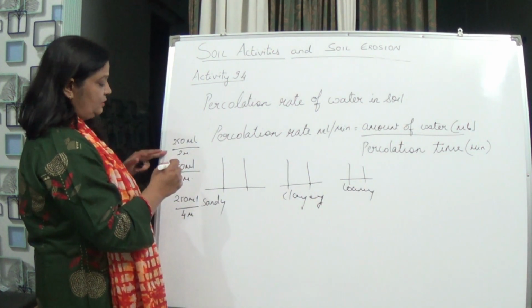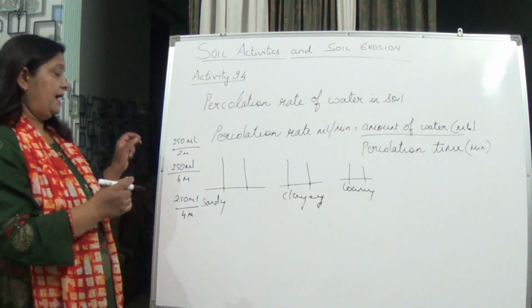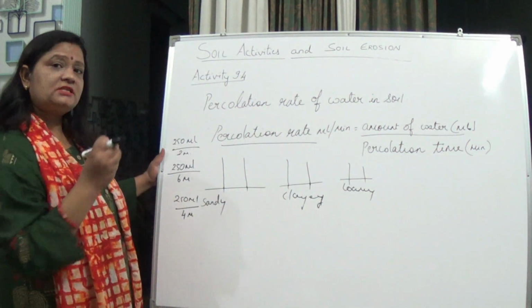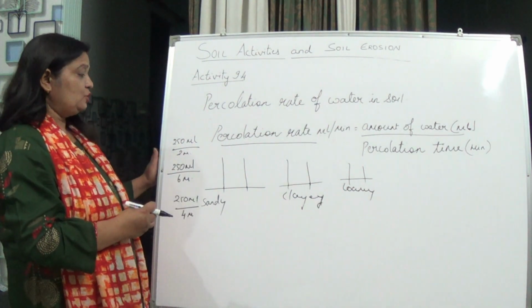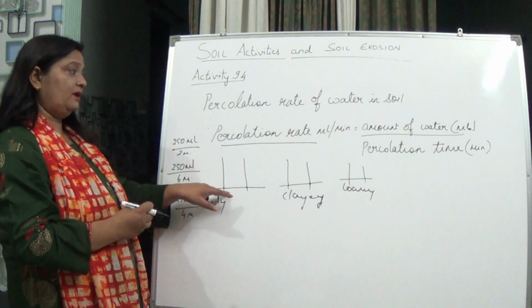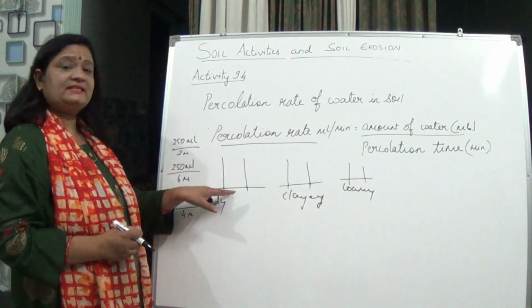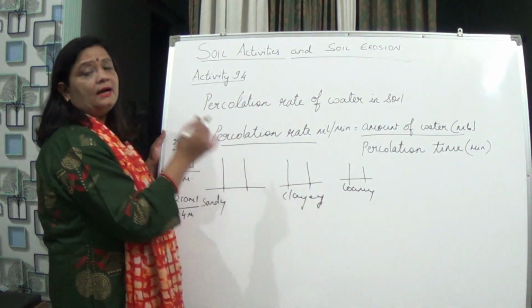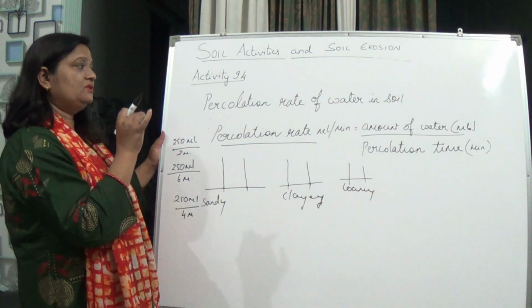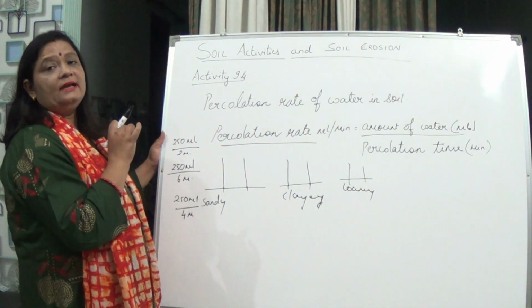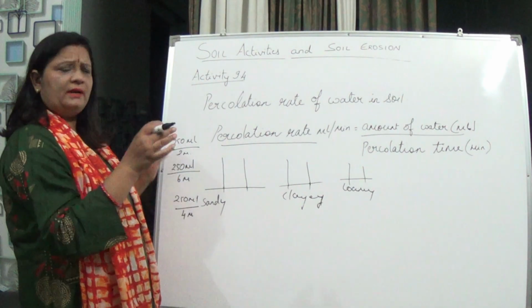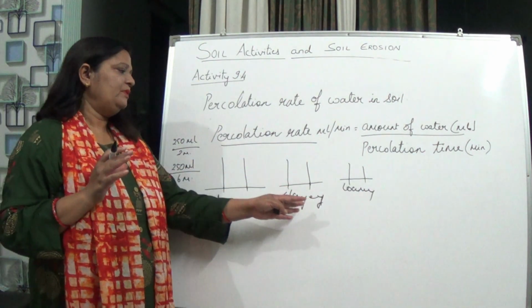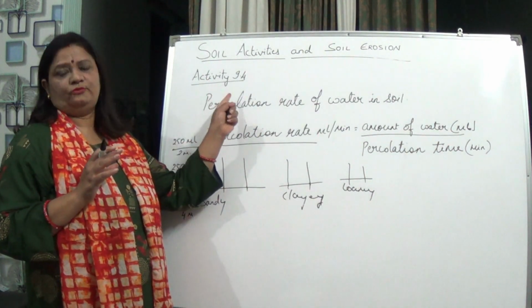So now you have seen 3 different readings, and these readings tell about the percolation rate, how fast the water is moving. You will see the percolation rate or the movement of water is fastest in the sandy soil, followed by the loamy soil, and then the clay soil. The percolation rate is least in the clay soil. This experiment you can easily do at home, using things that are easily available, and you can carry out this activity 9.4.